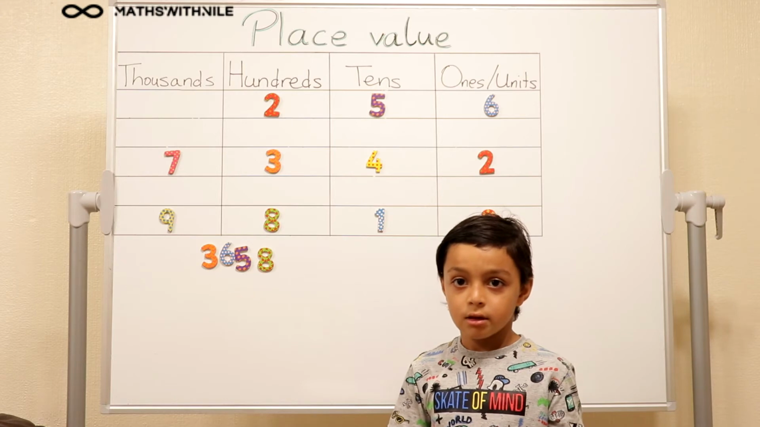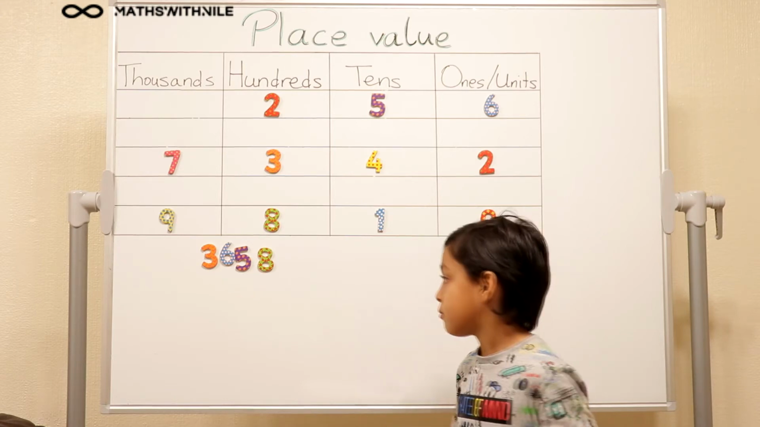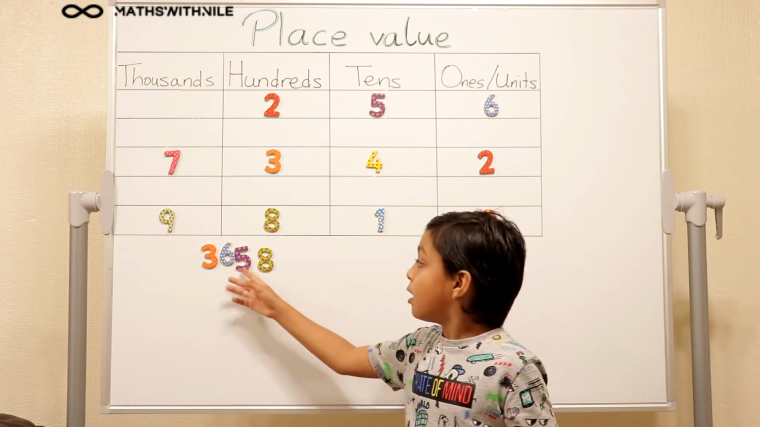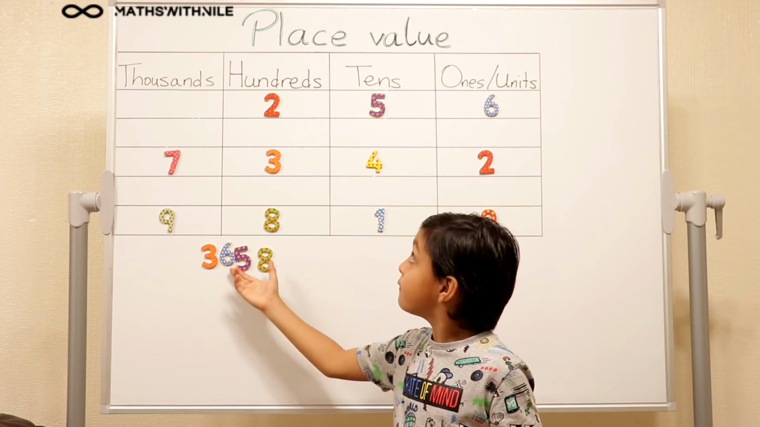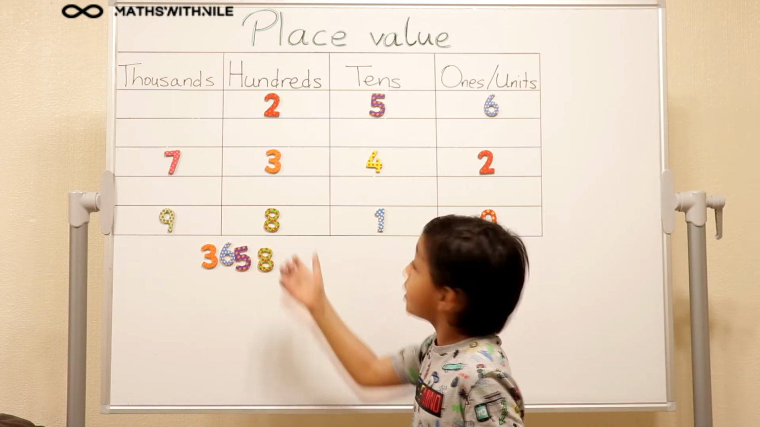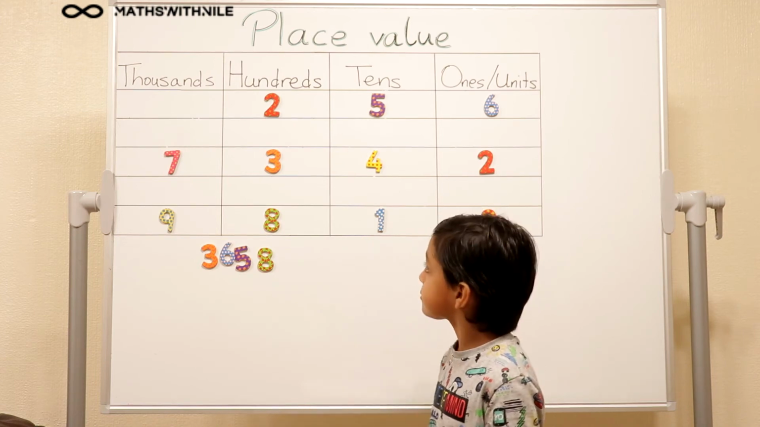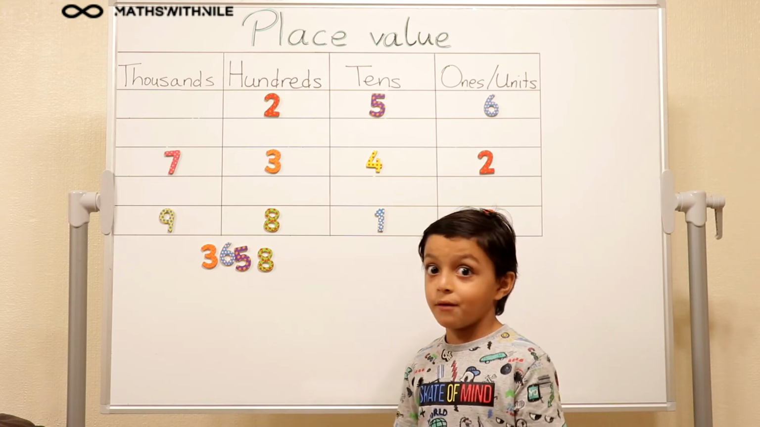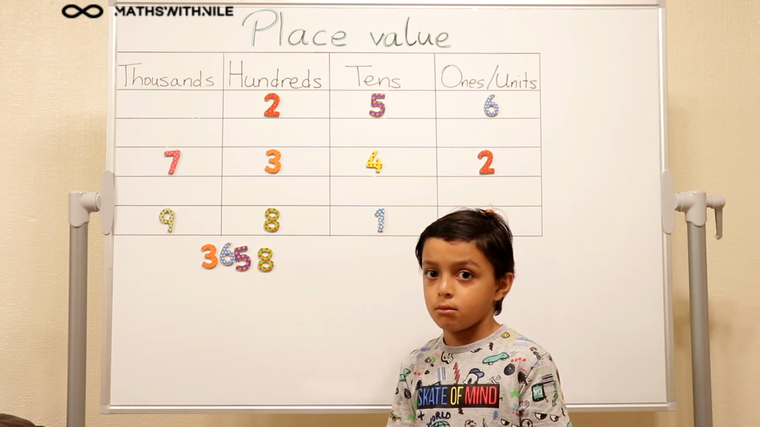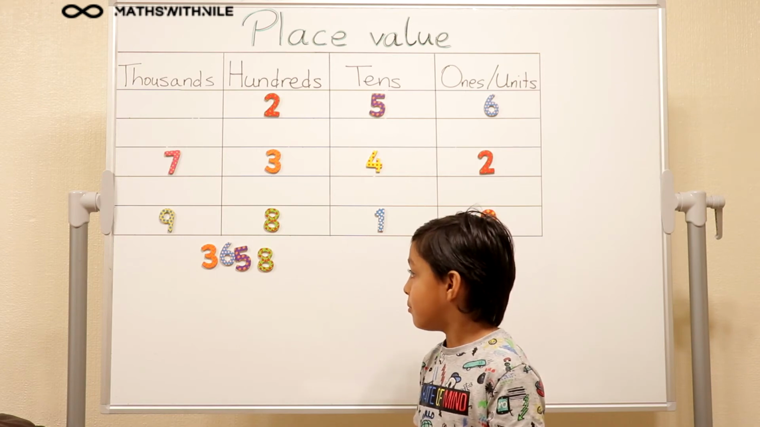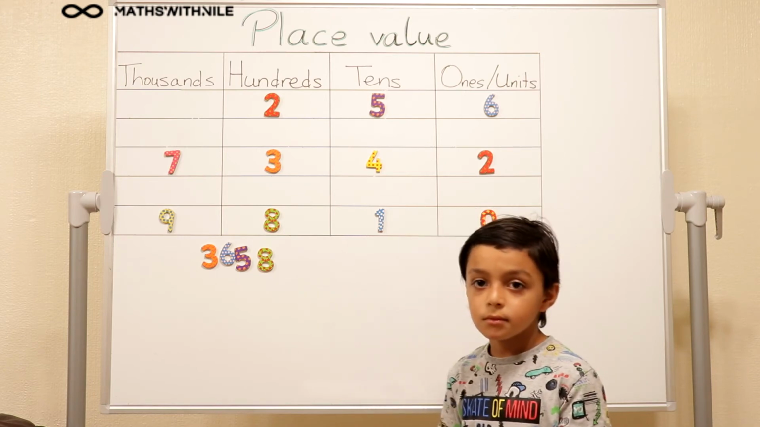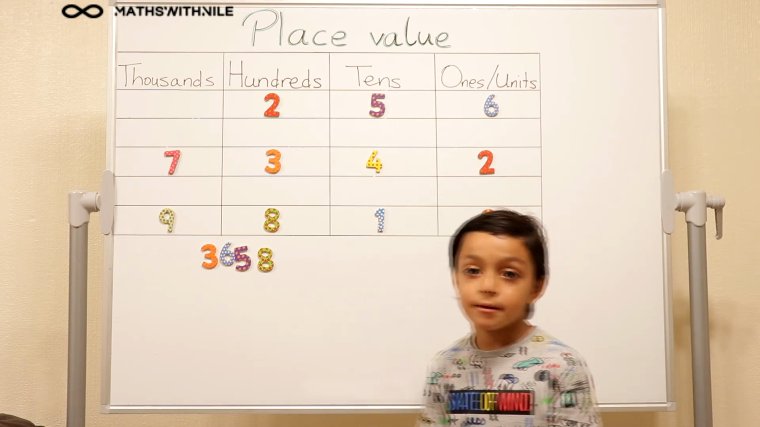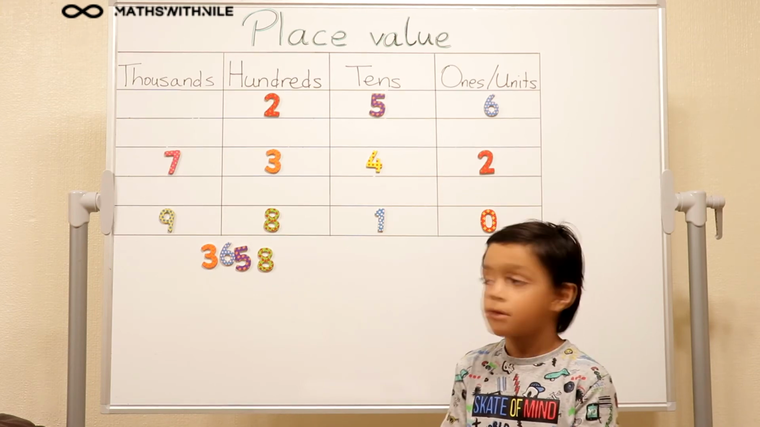3,659. What is the value of the 5 in that number? 5 tens. So you need to say it's 5 tens, okay? And 5 tens is equal to? 50. And what's the value of the 6? 6 hundreds. And what's the value of the 3? 3,000s. Good. Make another number next to that.